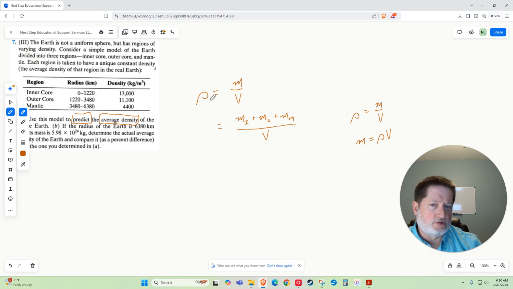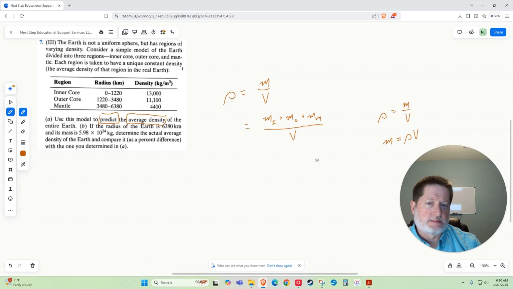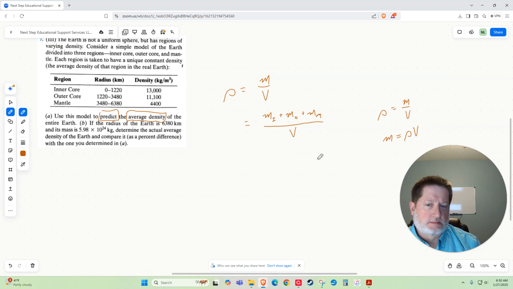It can get confusing when you're using the same equation in multiple locations. This often happens in problems like this. So to calculate the overall density, I need the mass of the inner core, which would be the density of the inner core, which is a number I have, times the volume of the inner core, plus the density of the outer core times the volume of the outer core, plus the density of the mantle times the volume of the mantle. We're going to divide all that by the total volume.